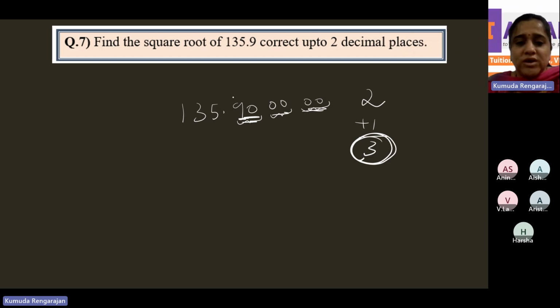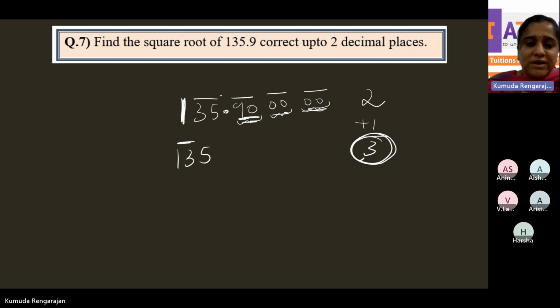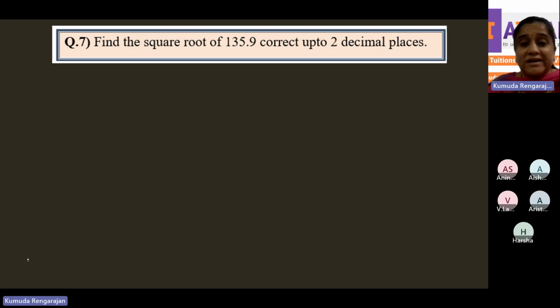Now, how do you group? 9, 0 makes a pair, then 0, 0, 0, 0. Before the decimal point, 3, 5 makes a pair, 1 stands alone. Don't group it like 13. From behind, 3, 5 makes a pair, 1 stands alone. Now also find the square root of this number, correct up to 2 decimal places.